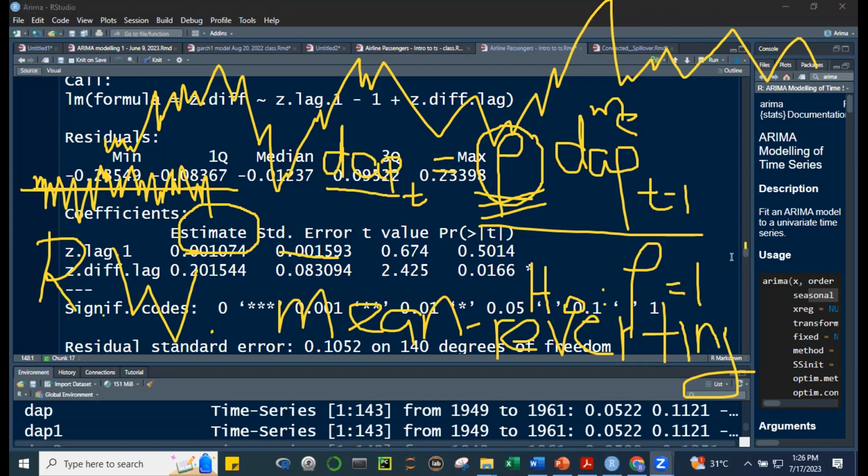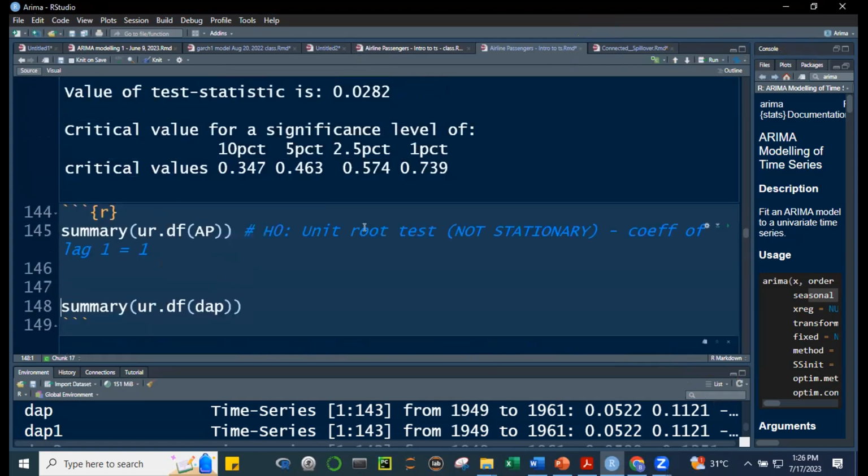Again, balik tayo sa null hypothesis. Anong null hypothesis natin? Na there is a unit root. No? May unit root. Ibig sabihin, not stationary. So, anong conclusion natin? What's our conclusion, class? P-value is 0.5. Therefore, we fail to reject the null hypothesis, di ba? We fail to reject the null hypothesis that the data is not stationary. So dito sa unit root test Dickey Fuller, tama yung conclusion dito. That AP is not stationary.